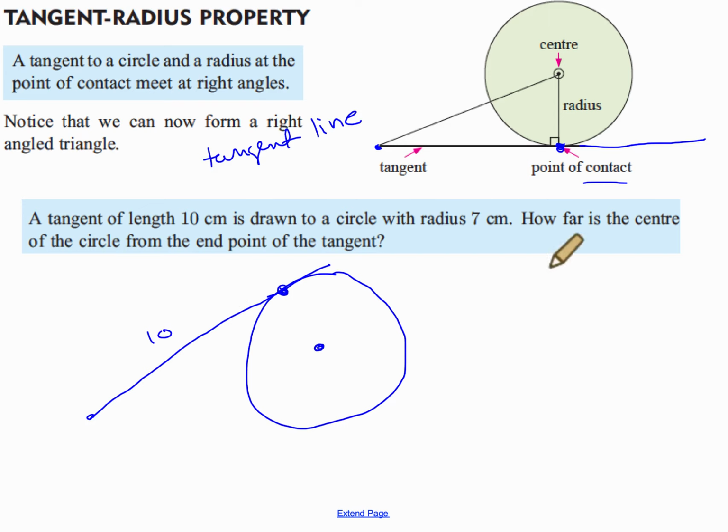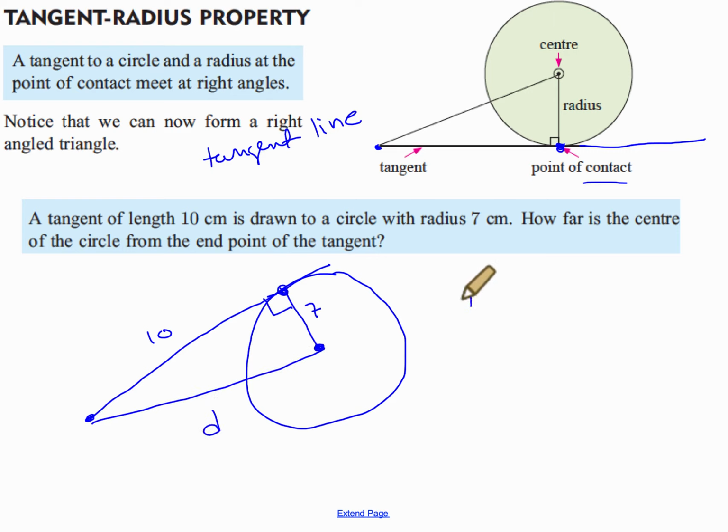How far is the center of the circle from the end point of the tangent? Well, here's the end point of the tangent. Here's the center of the circle. So if I draw this segment, it's a radius, it is 7, and I know from the theorem it's perpendicular to the tangent line, and so I'm looking for this distance d.